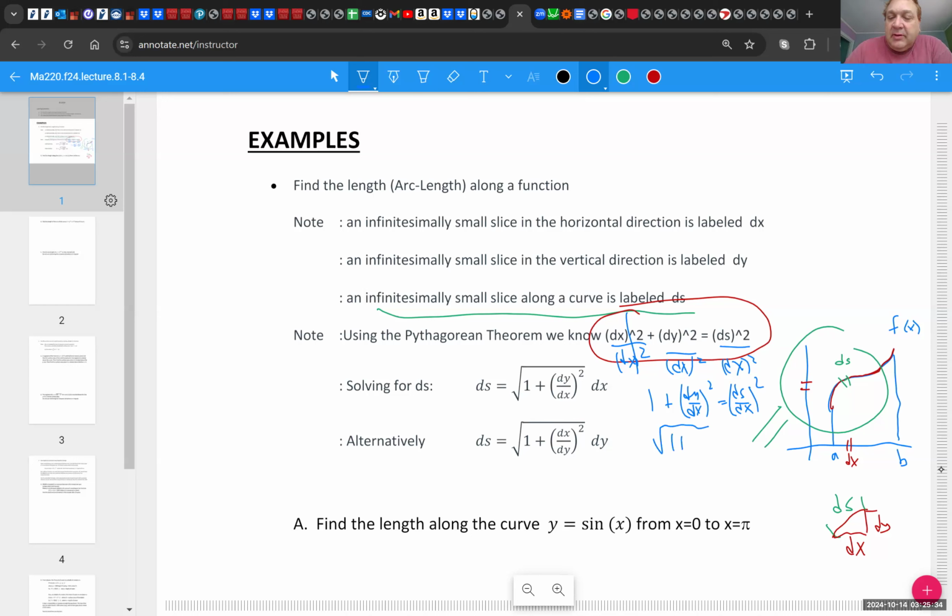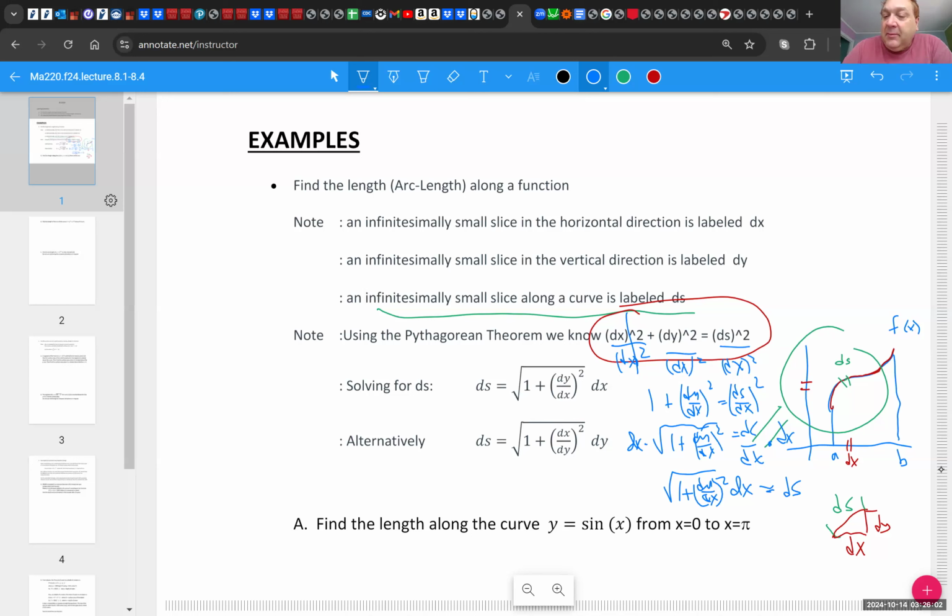And I get 1 plus dy over dx, that's squared, equals ds over dx. And then I multiply both sides by dx to get rid of the dx. And when I get here, square root of 1 plus dy over dx squared, I'll move the dx on the other side just because it's habit. And over here, the dx divides out, leaving just ds. That is a formula for ds.